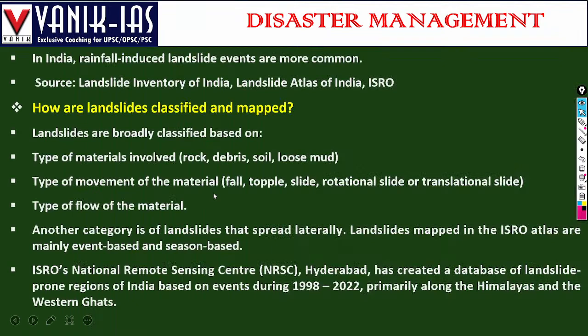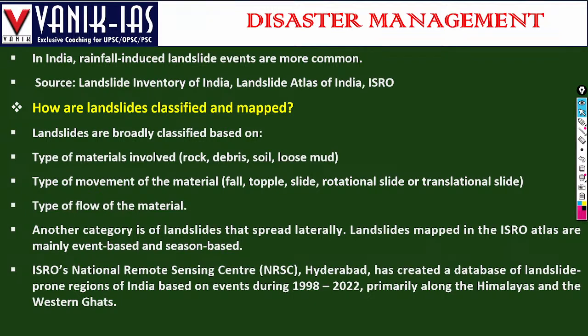In India, rainfall-induced landslide events are more common. Source: Landslide Atlas of India, ISRO. How are landslides classified and mapped? Landslides are broadly classified based on the type of material involved: rock, debris, soil, loose mounds. Then the types of movement of the materials: fall, topple, slide, rotational slides, or translational slides. Then the type of flow of the material.